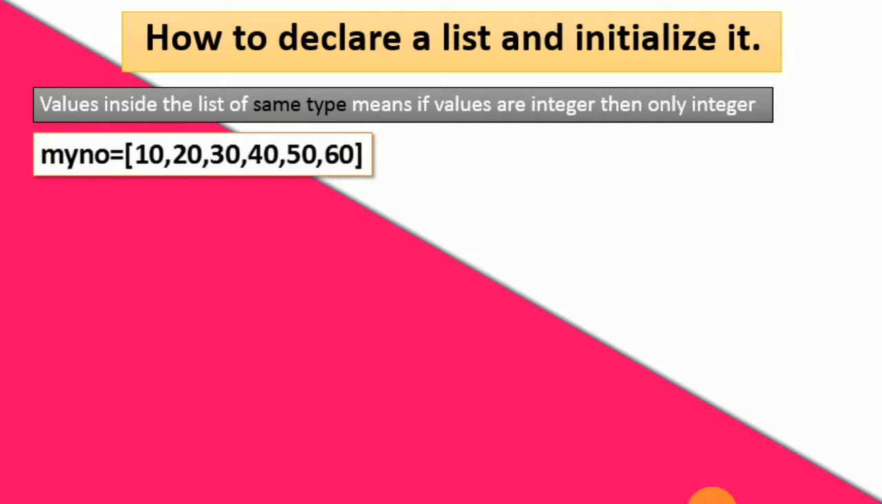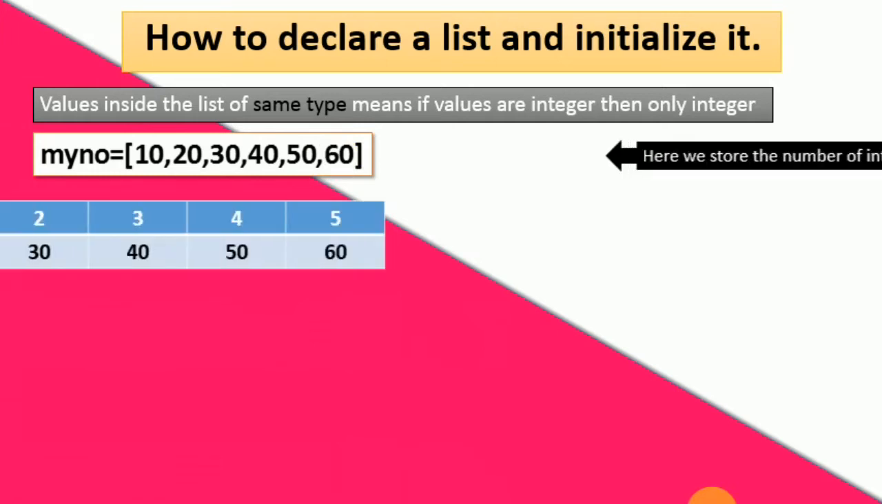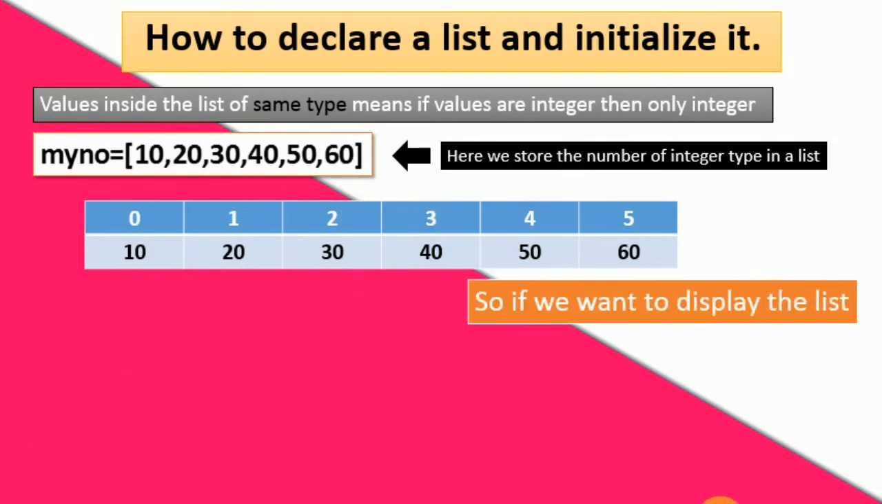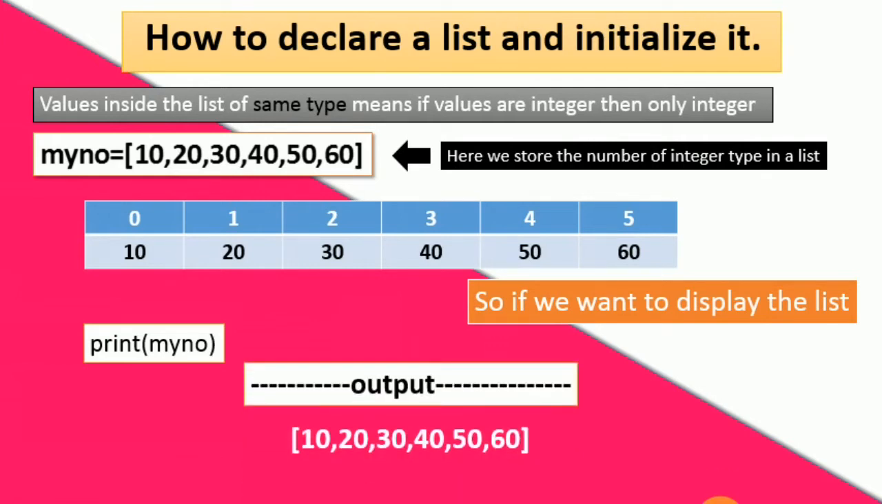Now when we enter the numbers, they are stored in our memory like this: 10, 20, 30, 40, 50, 60, and the index values start from 0 to 5, and we can access any value, any block, with the help of these index values. If we use display, if I write print my no, it will show the output like this: 10, 20, 30, 40, 50.